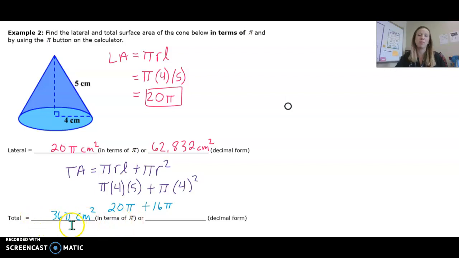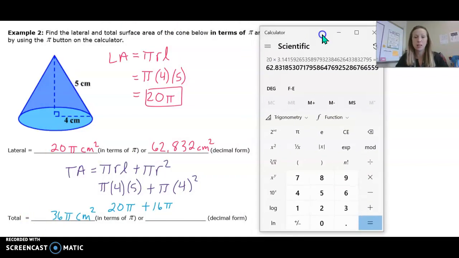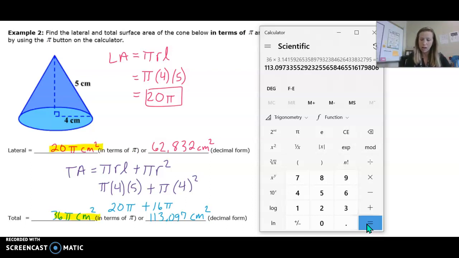That is your answer in terms of pi. And remember, you can type that into your calculator to get the decimal answer. So I'm going to clear my calculator really quickly. And it's 36 times pi equals, and we get 113.097 centimeters squared. Okay, so these are our answers in terms of pi, and then we can type them in the calculator to get our decimal answers.